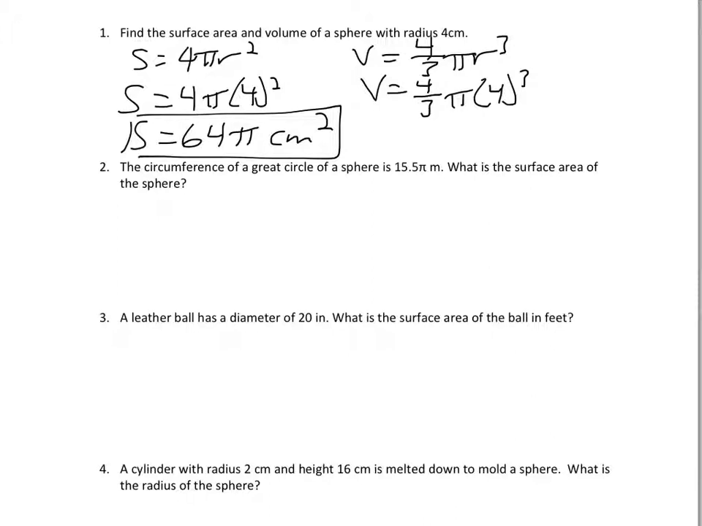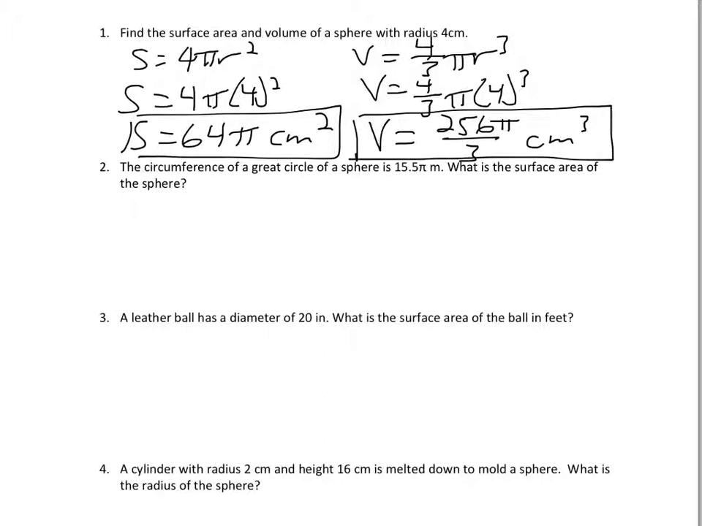Okay, the volume, 4 thirds pi times 4 cubed. Well, 4 cubed is 64. So you can just type in your calculator, 64 times 4 divided by 3. And you get 85.3, or 256 pi over 3 cubic centimeters. Okay? Pretty straightforward there.